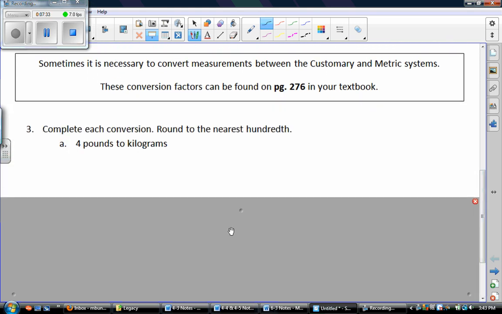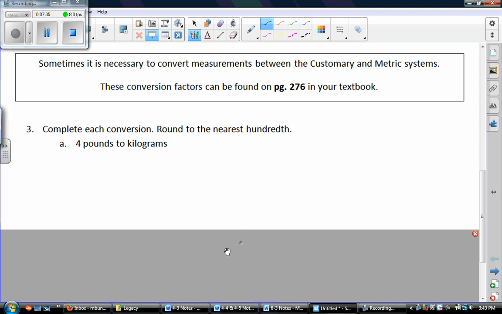Alright, so let's look at example 3. It says complete each conversion, round to the nearest hundredth. So for part A, we want to change 4 pounds to kilograms. So here we don't have a rate, we just have one single amount. It's just 4 pounds. But we'll still use dimensional analysis to keep track of our units when we change this.